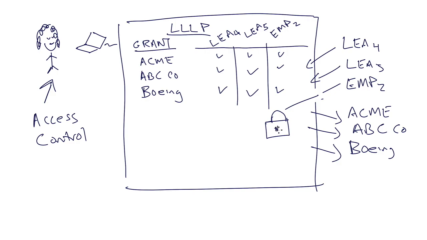In other words, when Boeing makes the request for Layla's lifelong learner record, all the documents are encrypted, assembled in real time, and transmitted to Boeing, and Boeing uses its private key to decrypt the documents.